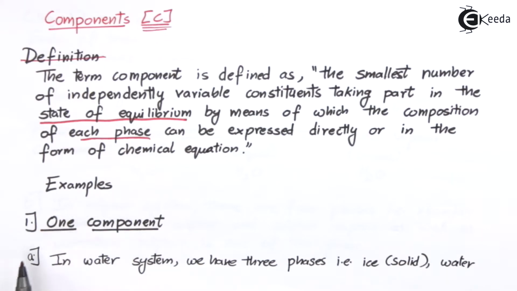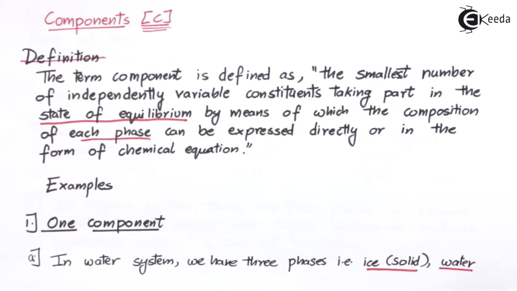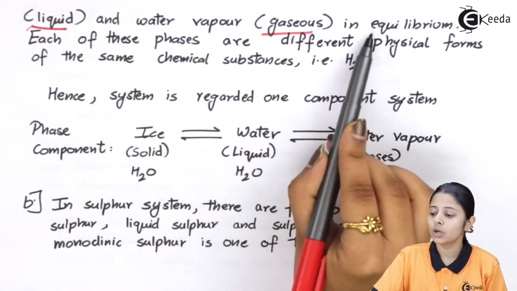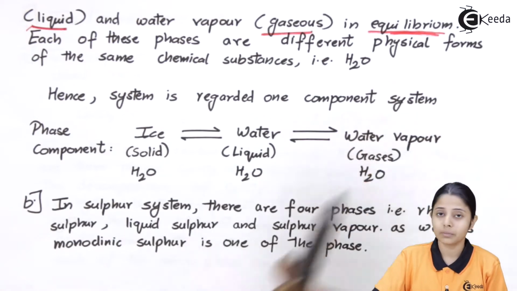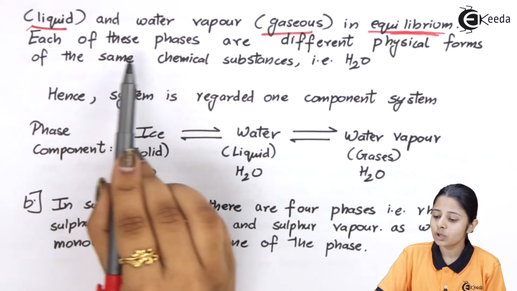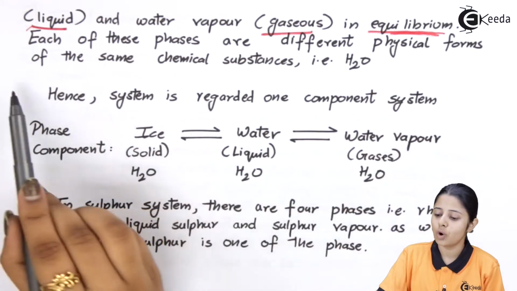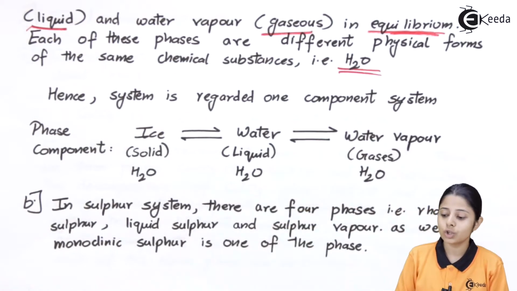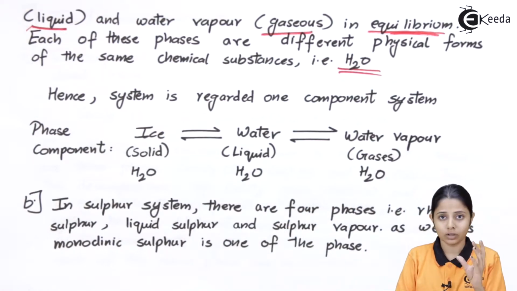Let's take examples of it. The first one is one component. In water system, we have three phases. The first is solid in the form of ice. The second is water, which is liquid, and water vapor, which is gaseous, and all of them are in equilibrium. That means you can see all the three phases at the same time. Each of these phases are different physical forms of the same chemical substances, that is water. So the constituent or the substance is water. There is only one component.